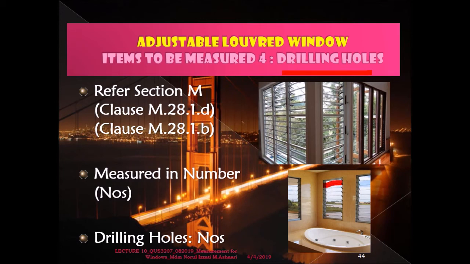If you need the security bar, you need to have one hole here, one hole on the other side, in order for you to install the security bar under M.28, same under clause M. Because the frame is going to be timber, you have to measure in number and count how many security bars you have. Basically, let's say in one louvered window you have one security bar, consider 2 holes, and then let's say you have 10 security bars, that means you have 10 times 2. So that is how you calculate the number of holes.